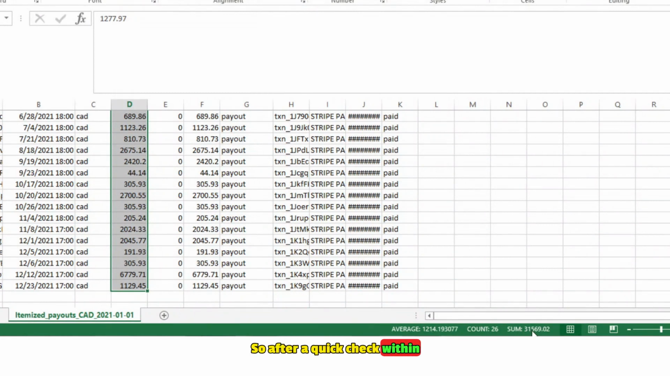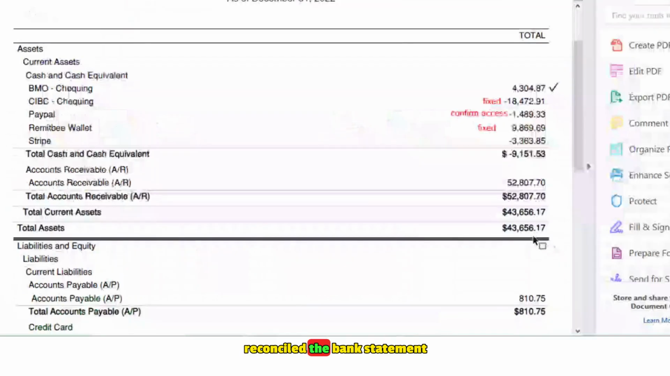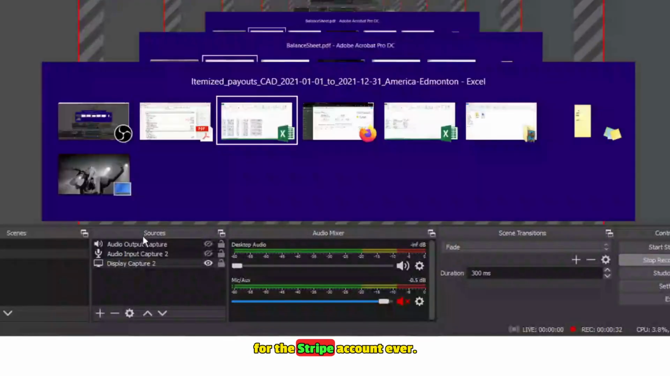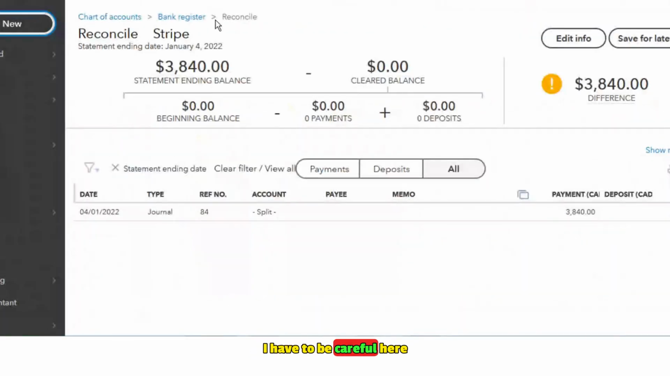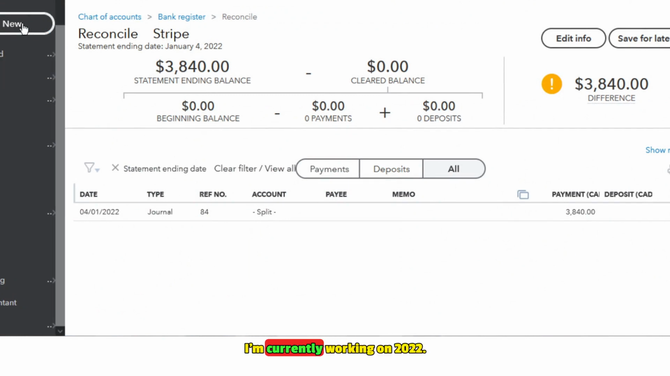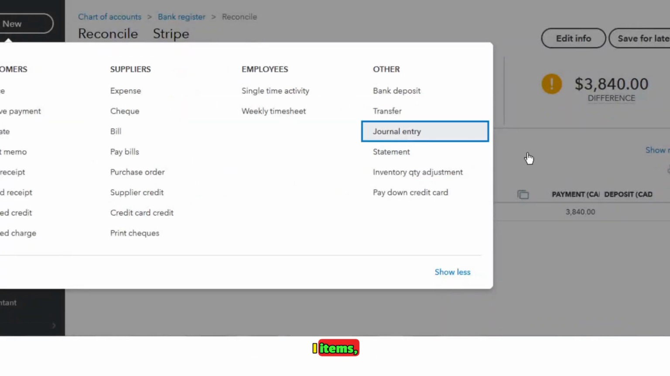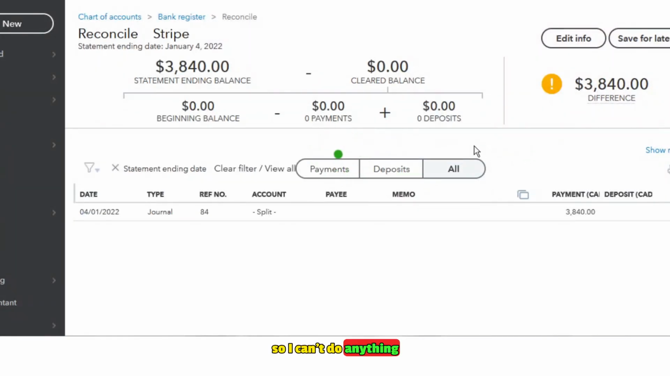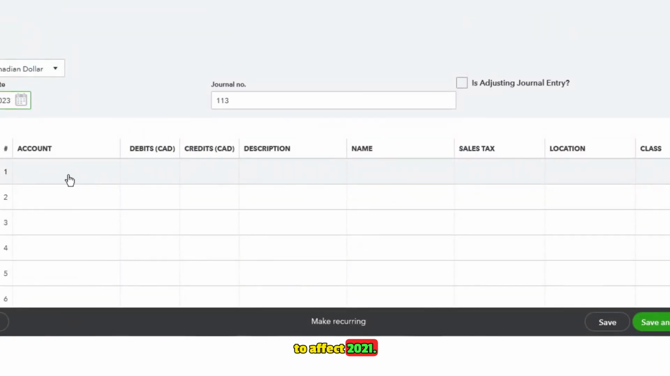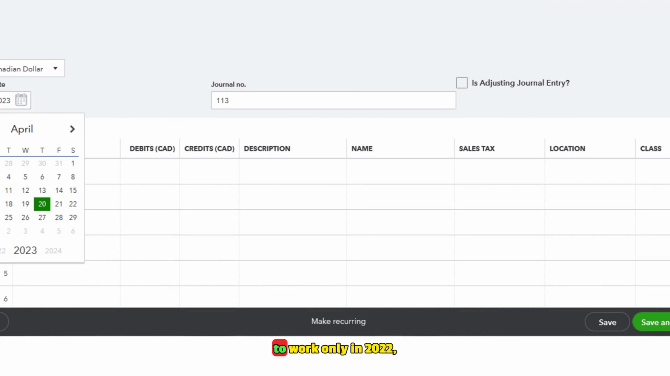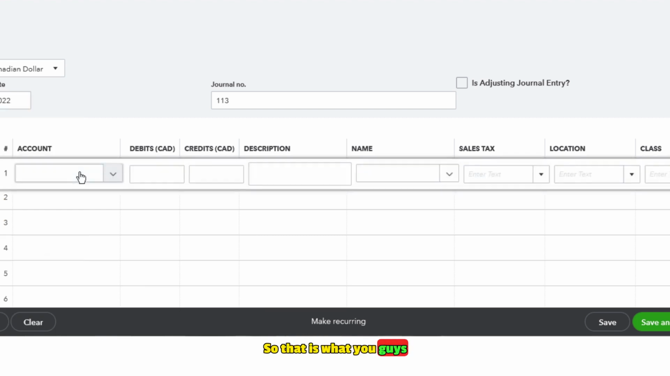So after a quick check within QuickBooks, I noticed that the previous bookkeeper had not reconciled the bank statements for the Stripe account ever. I have to be careful here because 2021 bookkeeping has already been done. I'm currently working on 2022 items, so I can't do anything to affect 2021. So the best way around this is to work only in 2022, even though some of the fixes may affect 2021. So that is what you guys see me doing here.